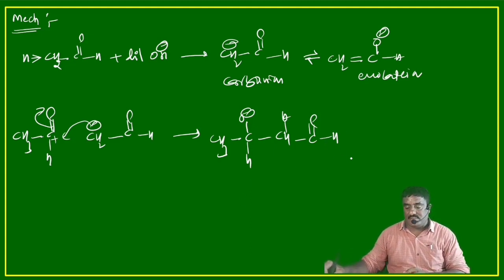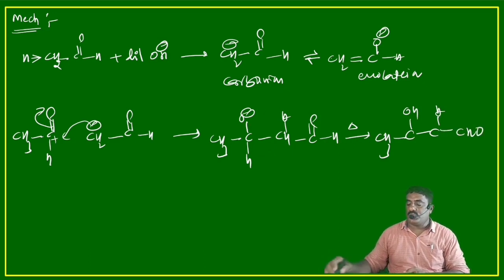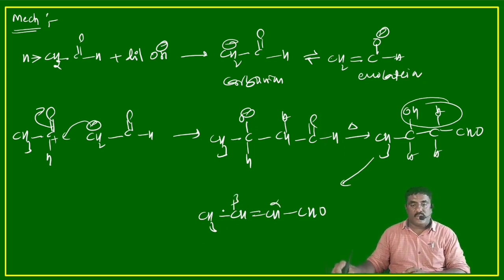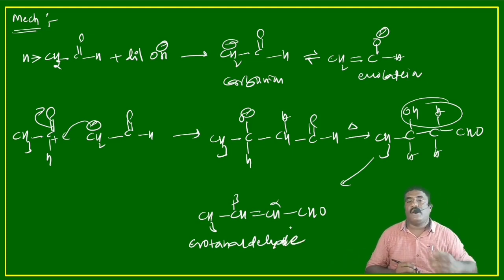When it is heated, what happened? It eliminates water. CH3, OH, H and CH2 CHO. It eliminates the water to form CH3 CH double bond CHO. It is crotonaldehyde, an alpha beta unsaturated compound. This is the mechanism involved in aldol condensation.